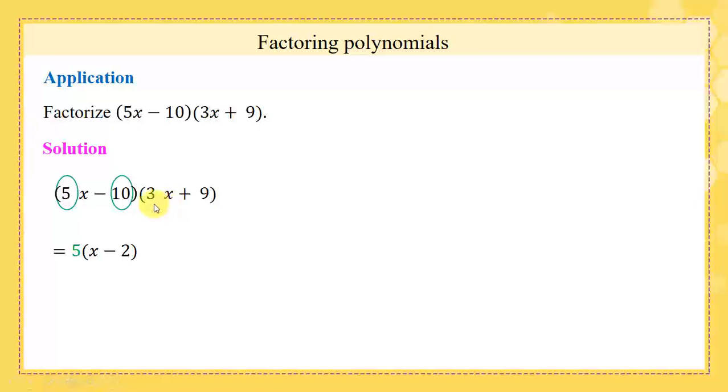Inside factor 2 we have 3 and 9. 3 is the common divisor of both 3 and 9, so 3 is a common factor. So we put 3 outside and write x plus 3. Now we have two single monomials outside, 5 and 3. We know that we have a product among all these factors, so we multiply 5 and 3 to get 15 times (x minus 2) times (x plus 3), which is the final answer.